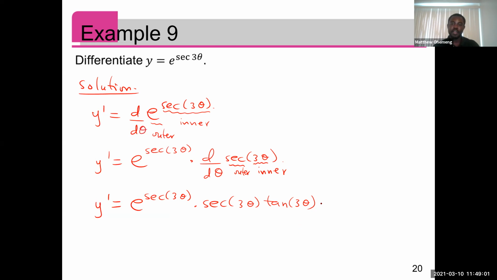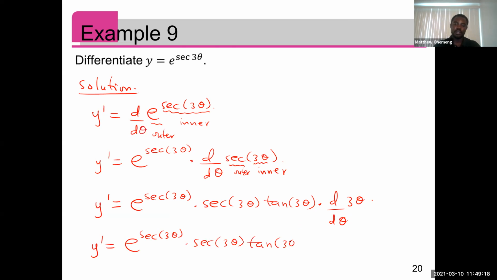And then I'm not done. I have to multiply by what? The derivative of the inner function. So finally, I have e to the secant of 3 theta times secant 3 theta tangent 3 theta. And the derivative of 3 theta, that one is easy. It's just 3. So that's it. I'm done.